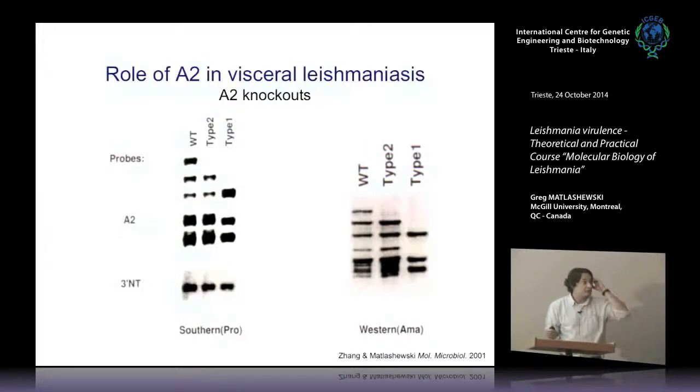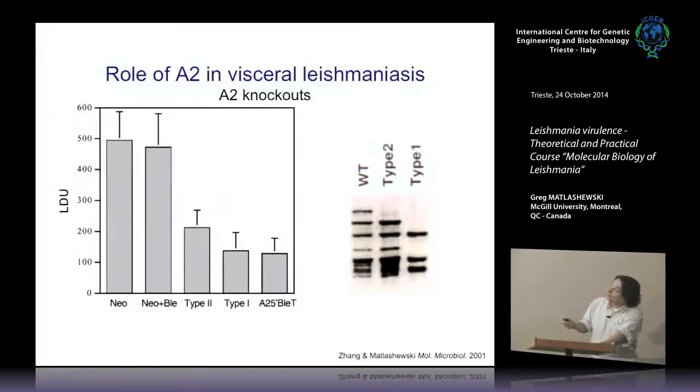It's much easier to do this with a single copy gene, obviously, because you don't have all of these genes to get rid of. But if you knock out the genes, you then can ask a question: does it change the biology of the parasite? And one of the easiest things you can do is inject it into a mouse and see what happens. So if you do this experiment and you inject these into a mouse, what you find is this is your wild type parasite here. So this is the one that has all of the A2. And this is the type 2 where you remove one copy, type 1 where you remove several copies.